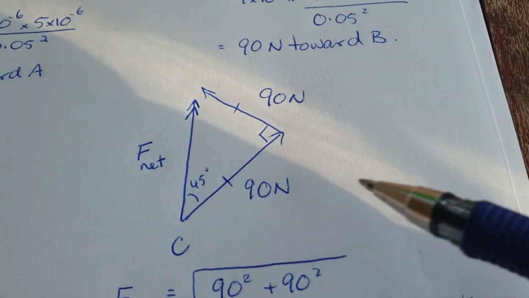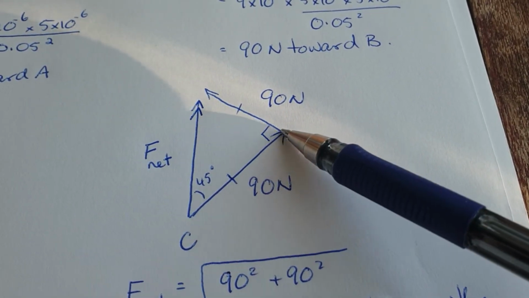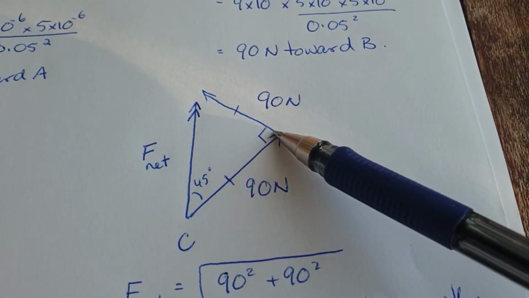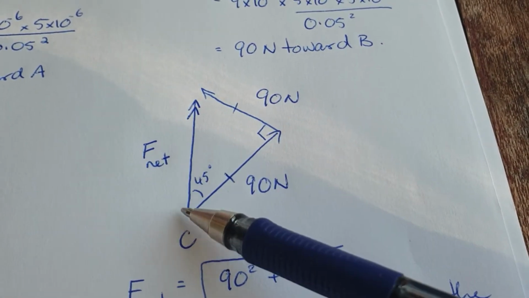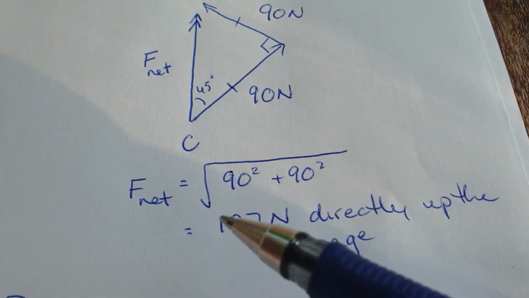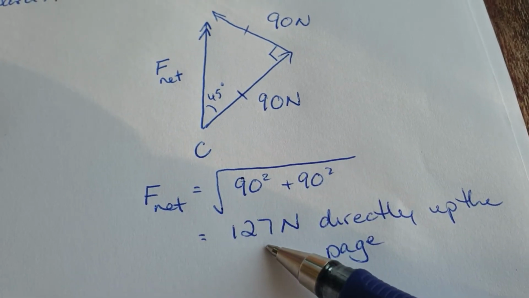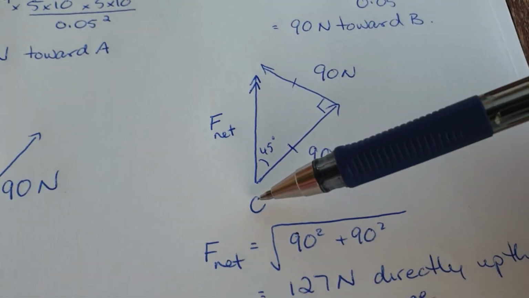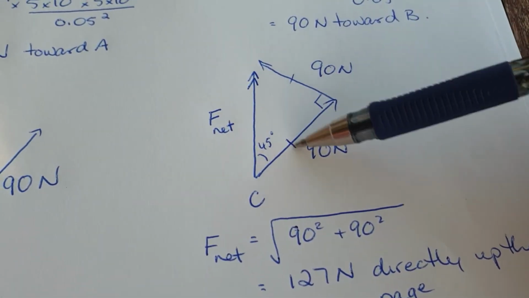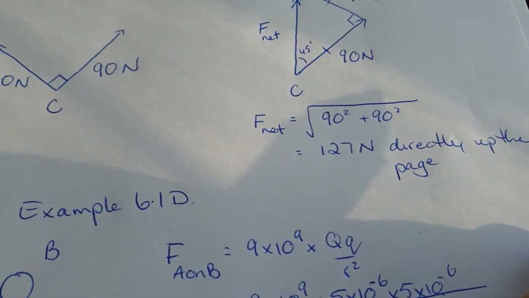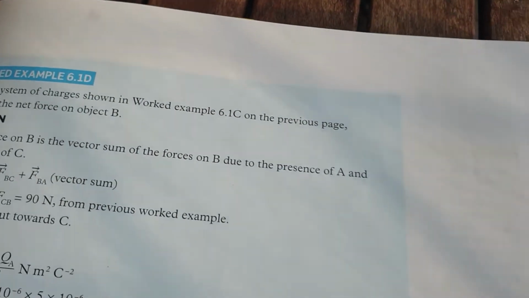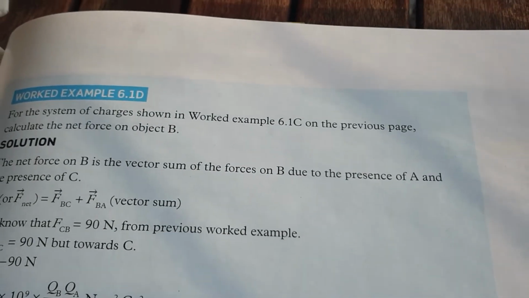So then it's just a matter of adding them together, top to tail, so top of this one, tail of that one, and get the net force, just Pythagoras, 127 newtons, and it's going to go directly up the page. This is an isosceles triangle, so that's 45 degrees. So that's super cinch.